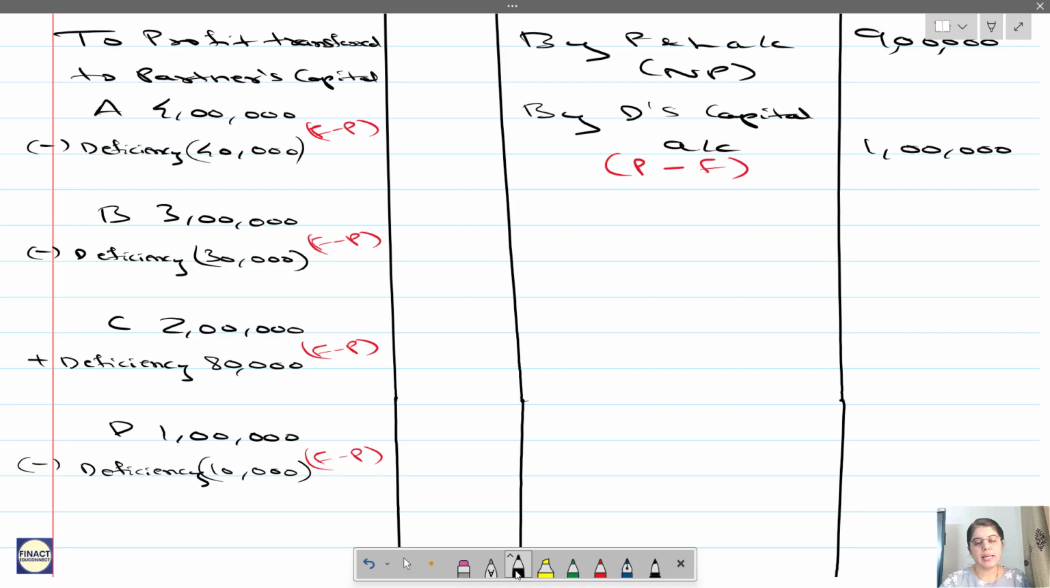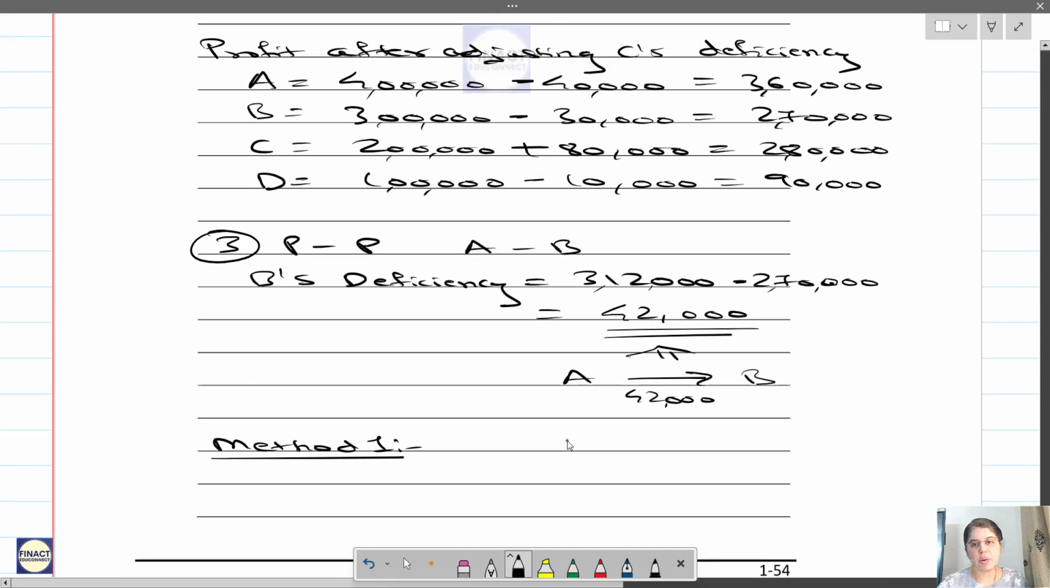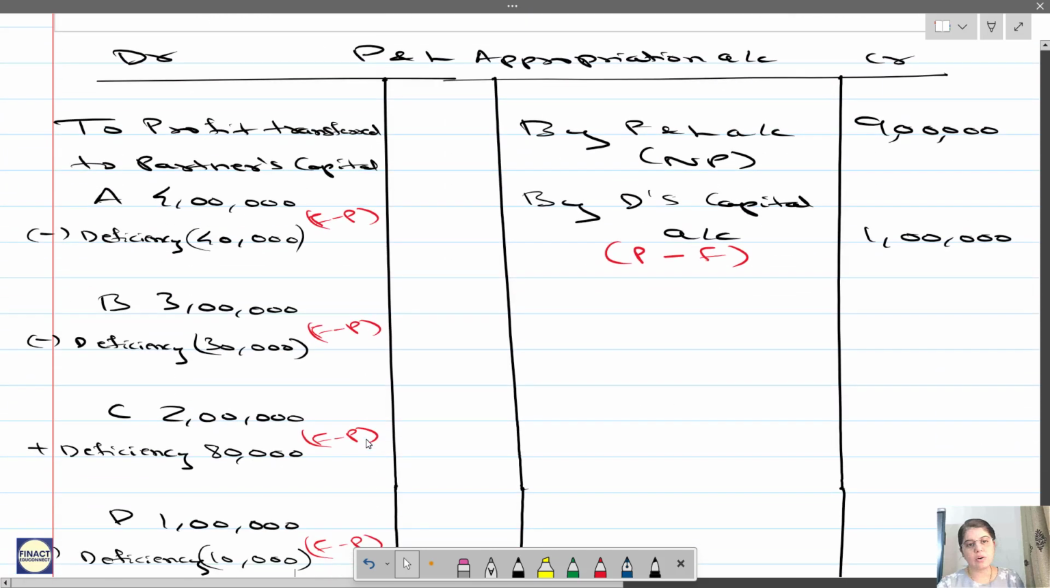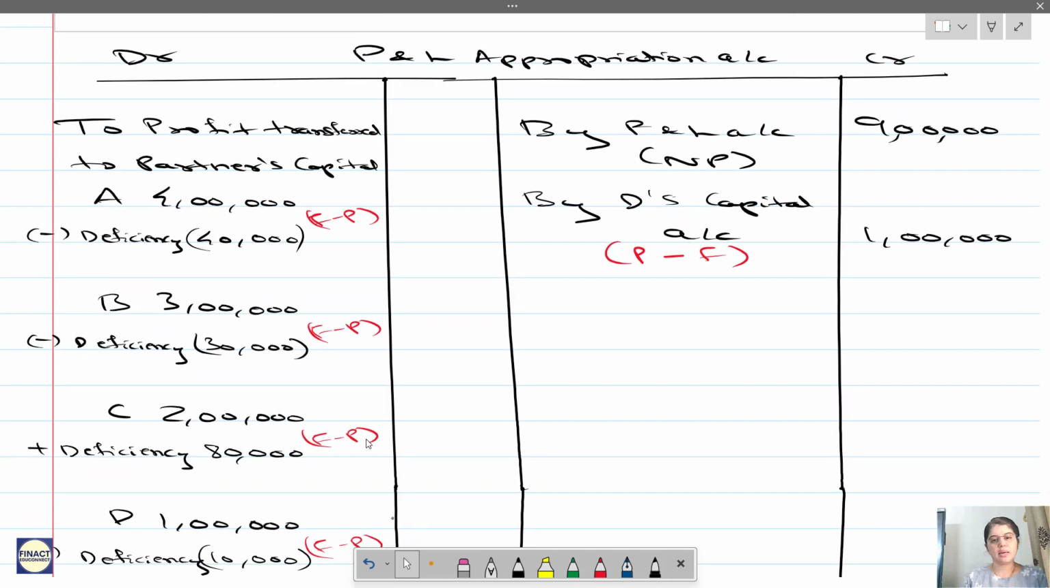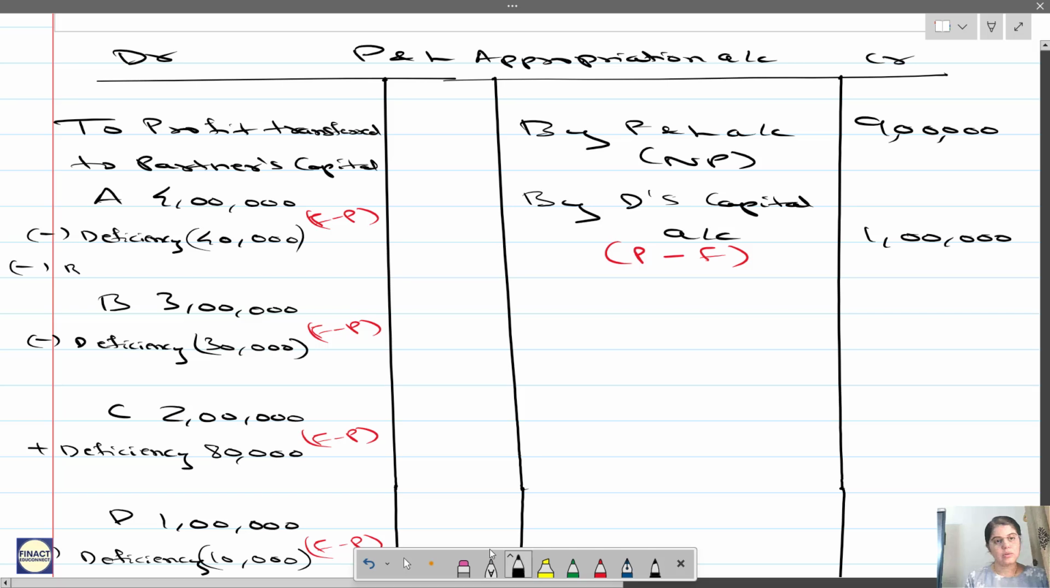Then last is now partner to partner. In partner to partner, who is paying whom? A is paying B. So let's take out from A and give it to B. So less B's deficiency 42,000, okay, and add it to B.